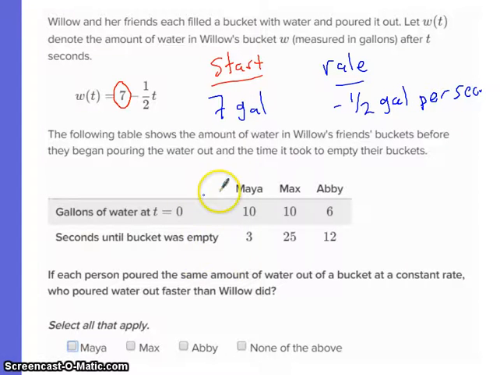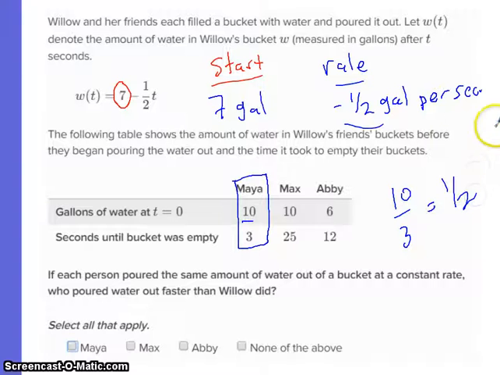Okay, so I'm looking for the slope here that is equal to negative 1/2. So let's see which one is 1/2. All right, so if I go 10 gallons in 3 seconds, that's going to be Maya's rate. So 10 over 3. Is 10 over 3 equal to 1/2? Okay, I've got one yes. Let's take a vote. Who says 10 divided by 3 is equal to 1/2? Raise your hands. Okay, who says 10 divided by 3 is not equal to 1/2? Raise your hands. Okay, so let's check.